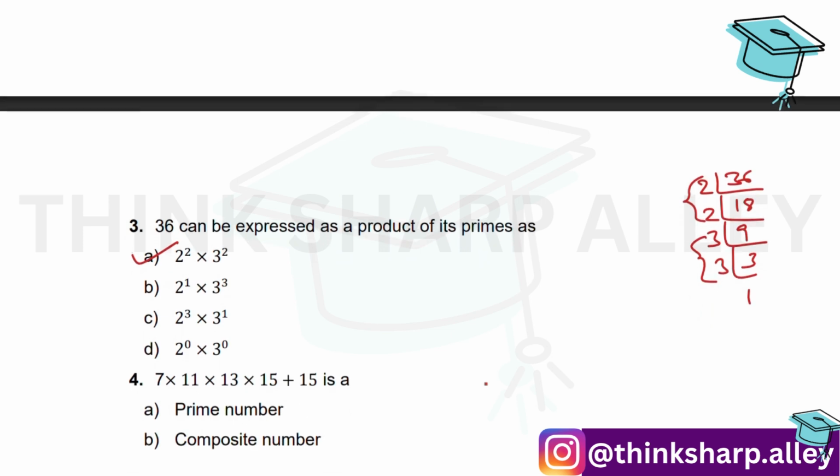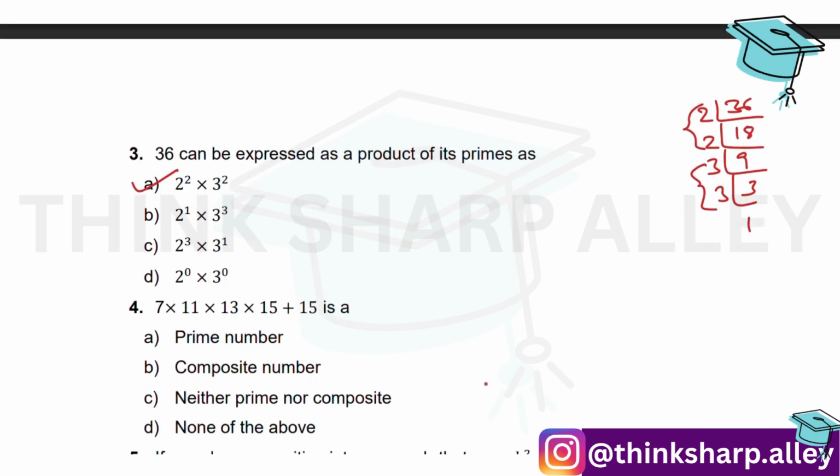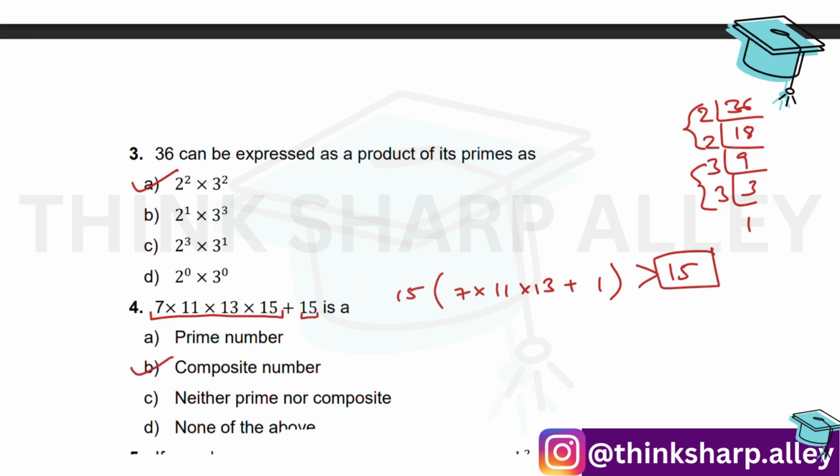Again, 7 into 11 into 13 into 15 plus 15 is a group of numbers, the product of all the numbers plus 15. So I can take 15 common from here and I'm left with 7 into 11 into 13 plus 1. So clearly this number is obviously greater than 15, right? But this number has a factor other than 1 in itself, which is 15, so definitely it's a composite number.